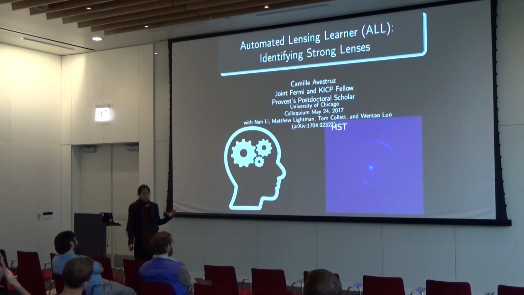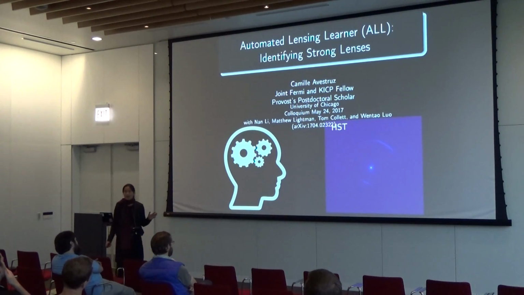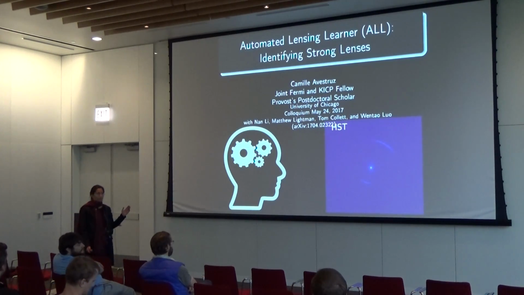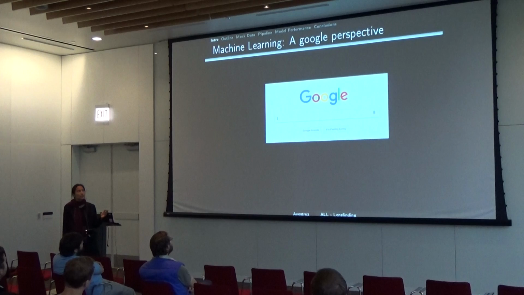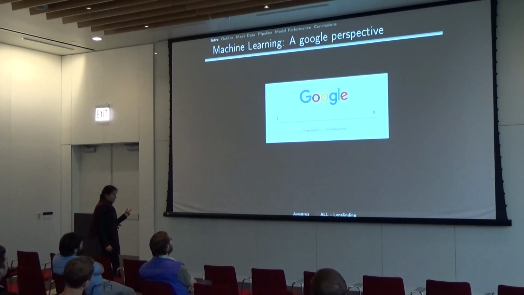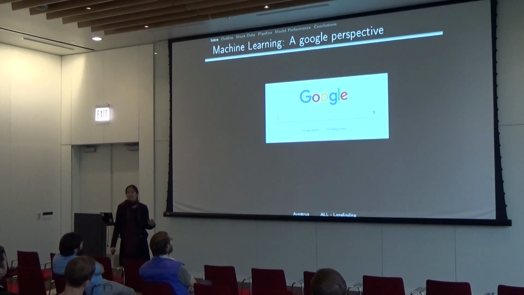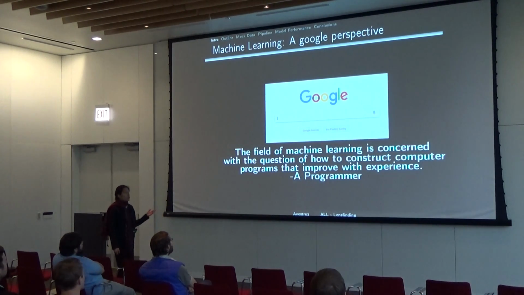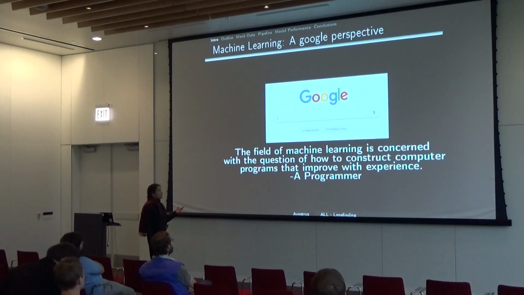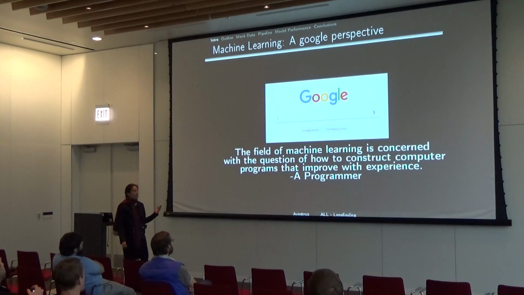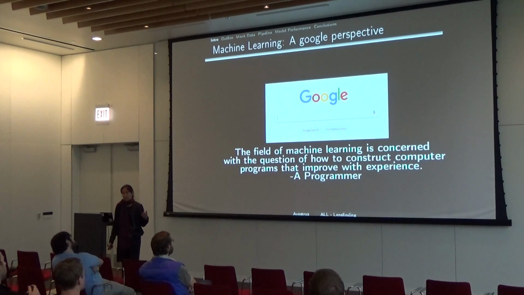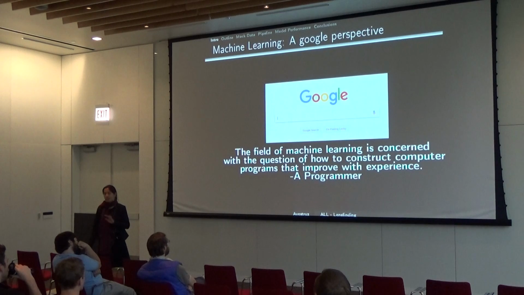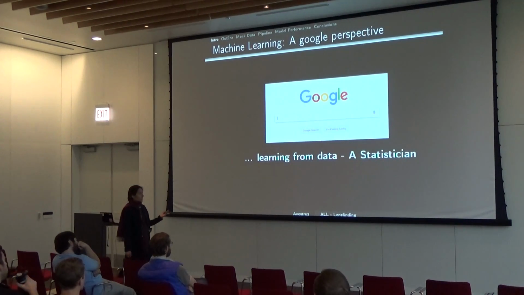So going back to the Google search, I'm going to start off this talk the way I typically start most of my research projects, with basically a Google search. I wanted to see how other people had defined machine learning in the broader community. From the perspective of a programmer, they define this as a field that is concerned with the question of how to construct computer programs that improve with experience. In my opinion, it's a wordier version of what I would consider machine learning to be, so I kept looking.